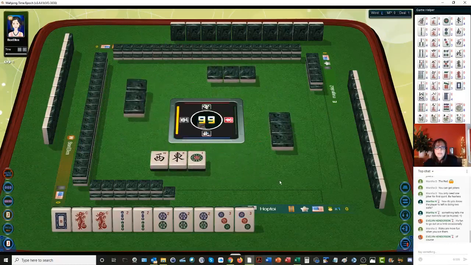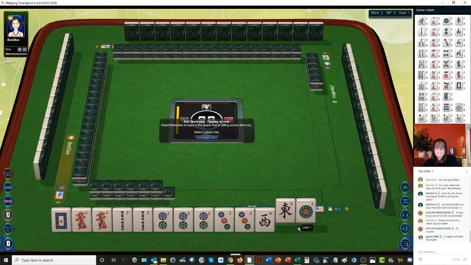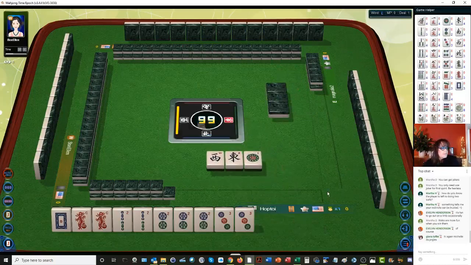We got that 1 again. Let's see. I think a 1-3 is just as risky as an east-west. So I think I'll keep the 3 and give up the east-west.